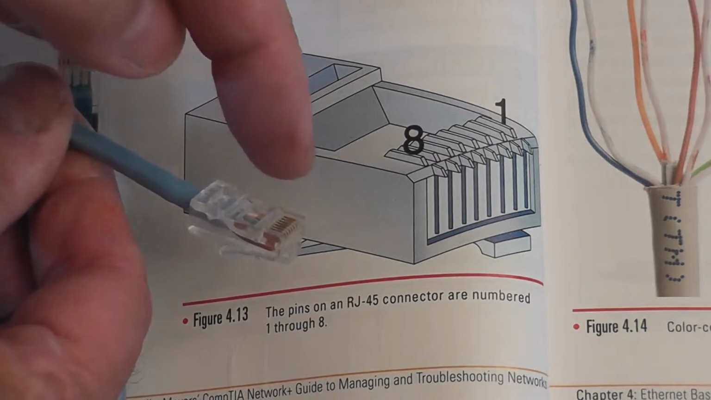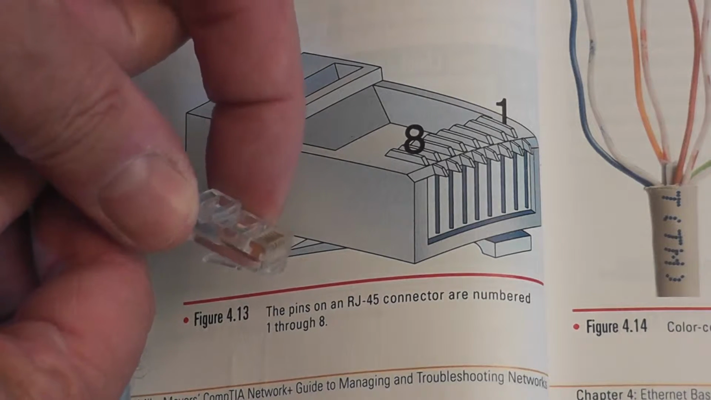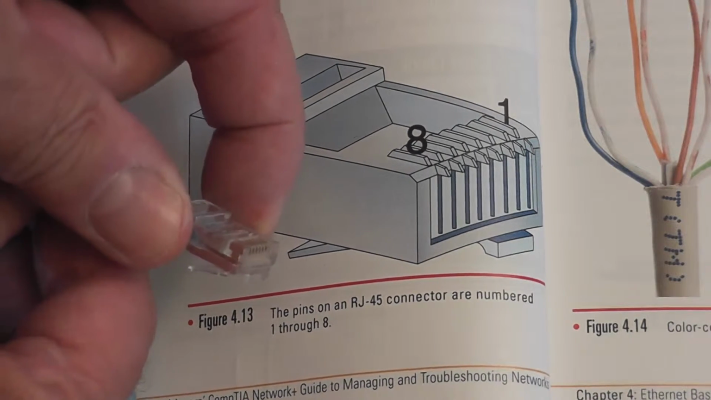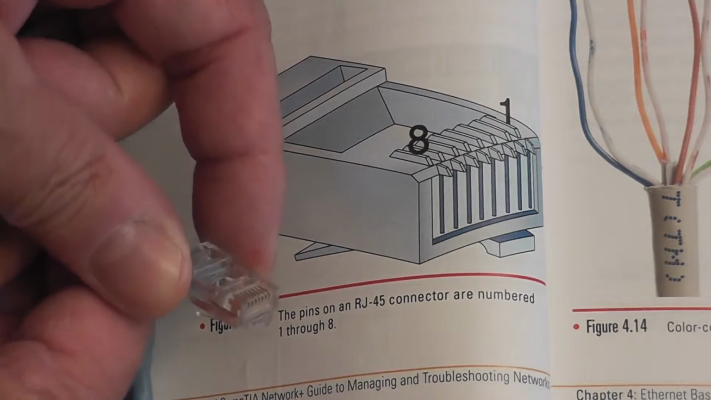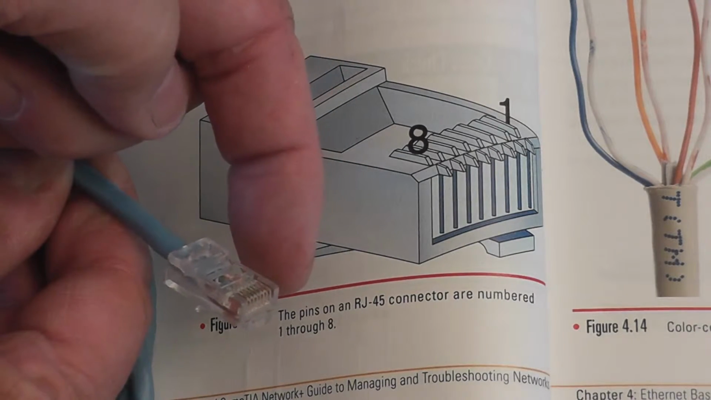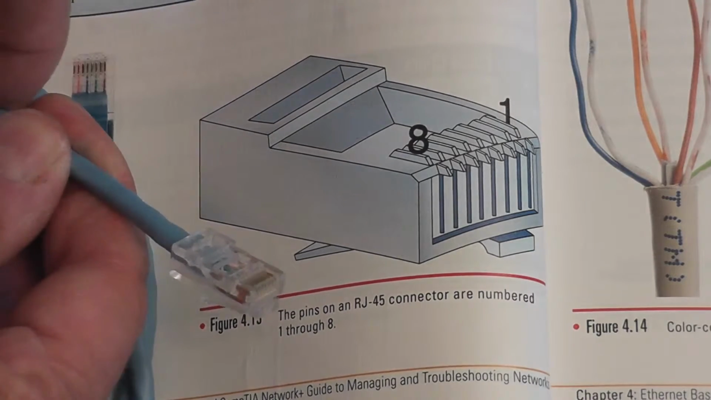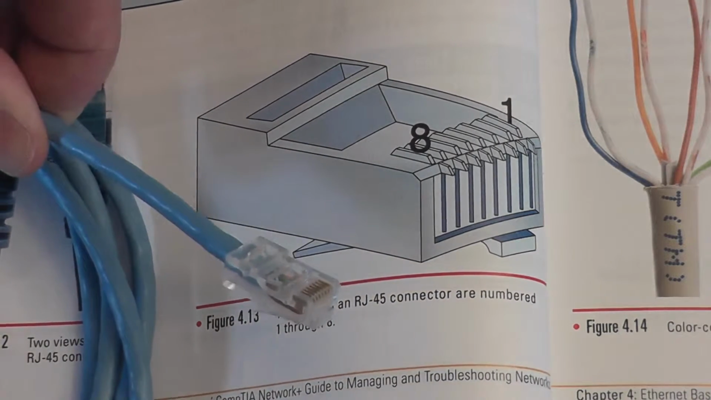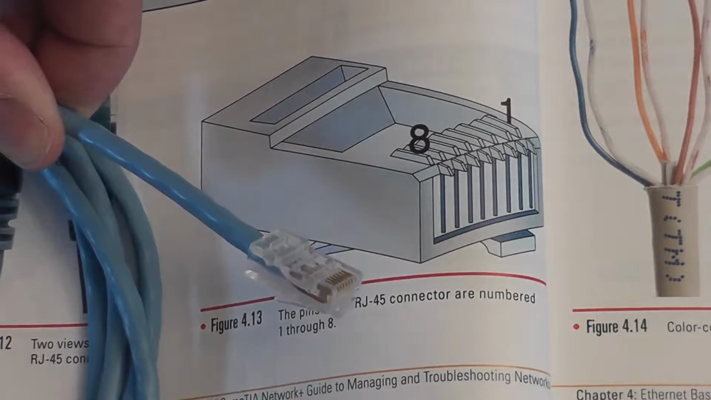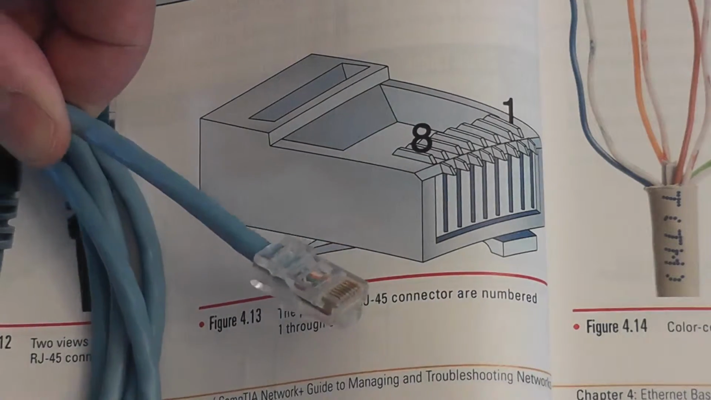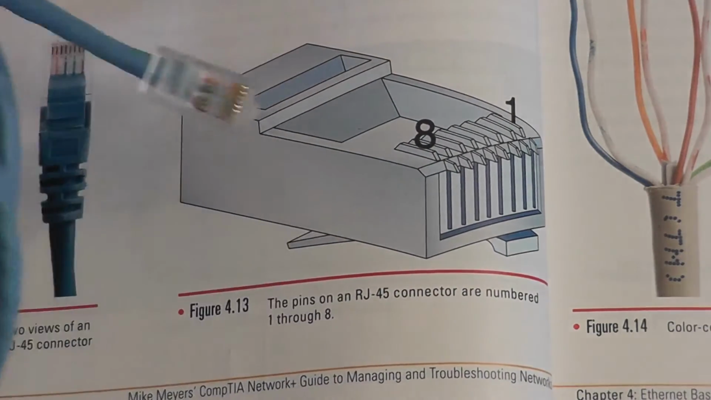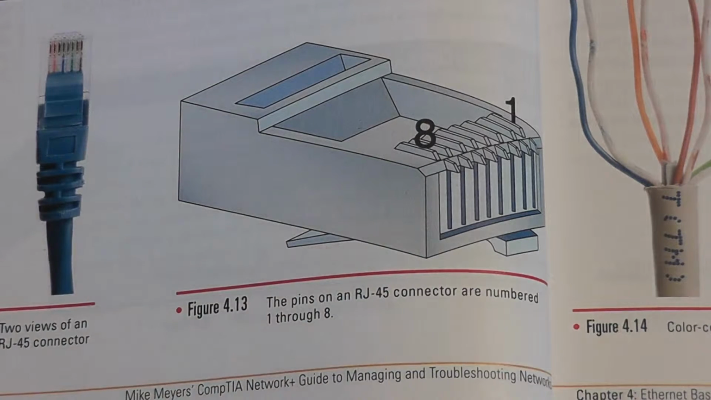So it's important to know which one is which. If I said contact number 4, pin number 4, you would come to this side and count 1, 2, 3, 4, and the fourth contact there would be the 4th position. So you should know that there are 8 positions. They're labeled 1 through 8, and they generally go left to right if you're orienting the plug correctly.